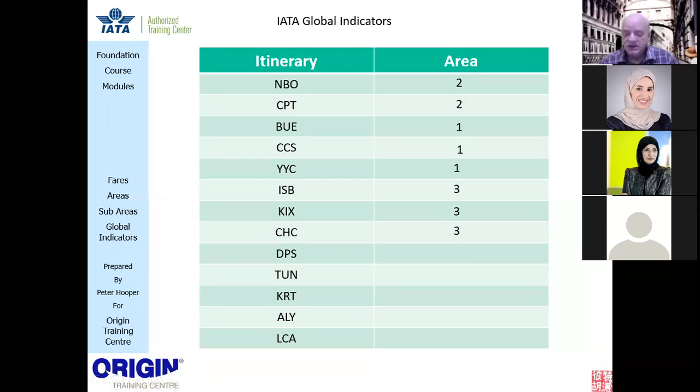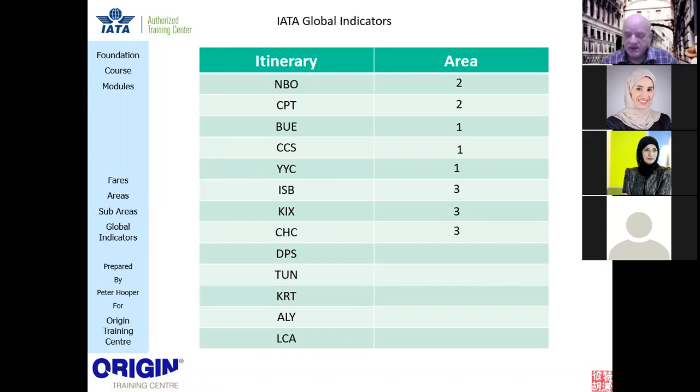CHC. Christchurch, New Zealand. So that will be area 3. Tunis in Tunisia. Area 2. Remember, you've got area 1 is North and South America. Area 2 in the middle: Europe, Middle East, Africa. Area 3, everything else. Yes.